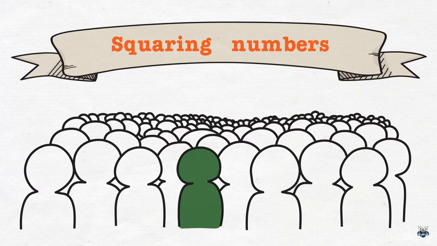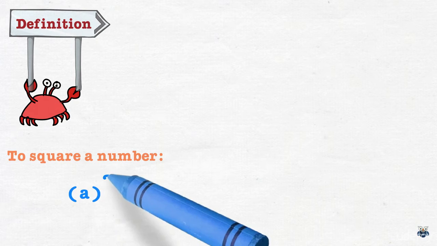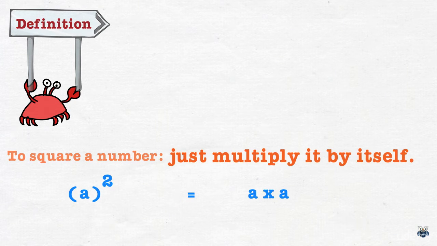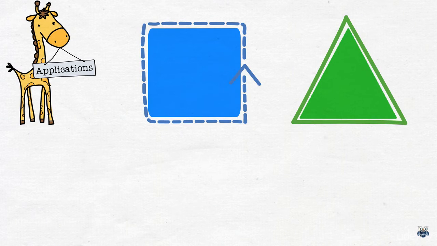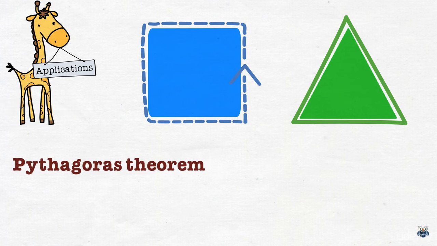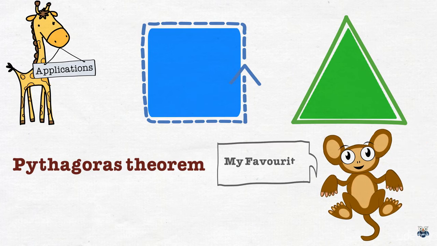Here is a concise one-line definition of squaring a number. To square a number, just multiply it by itself. Squaring numbers has several applications. It's used to find the area of a square, equilateral triangle, and in the famous Pythagoras theorem, among other applications.